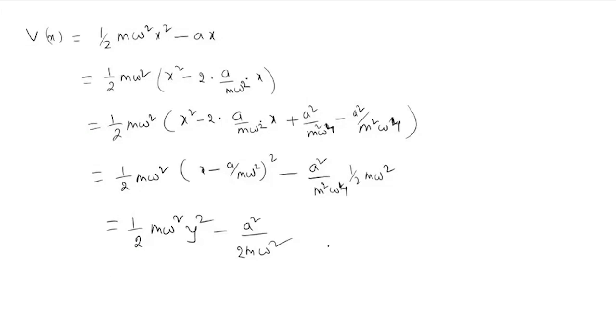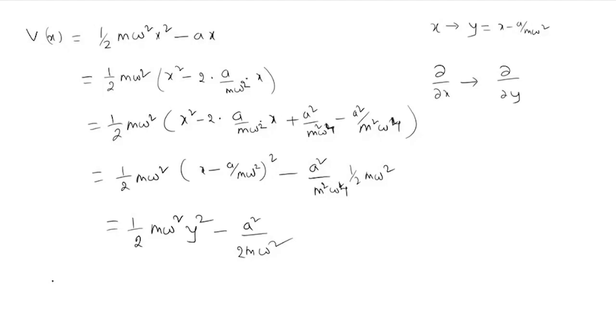So you can see this looks like a harmonic oscillator. If x goes to, let us say, y equal to x minus a over m omega square, then del x will go to del y. So it's a constant shift. So in the differential equation of the Schrodinger equation, this kinetic part will not change. Only the potential part changes.